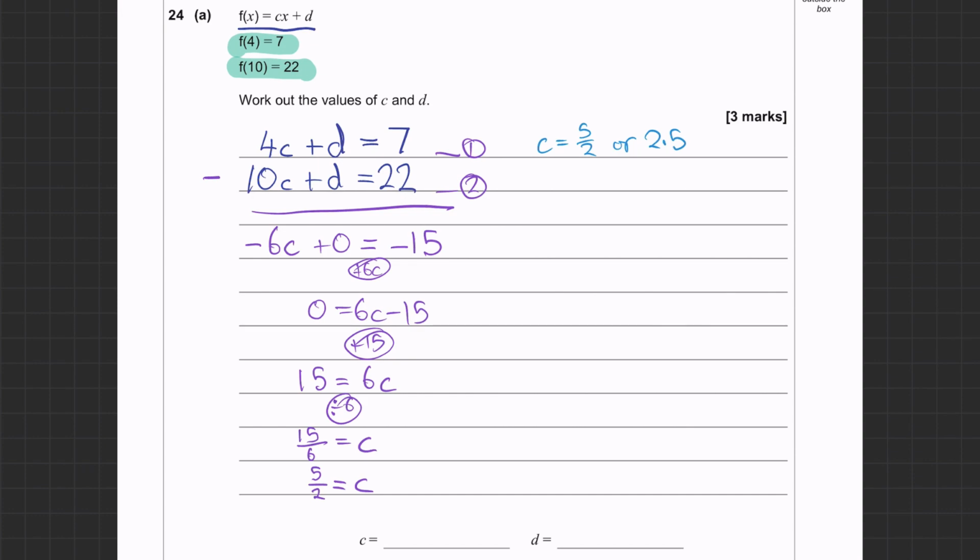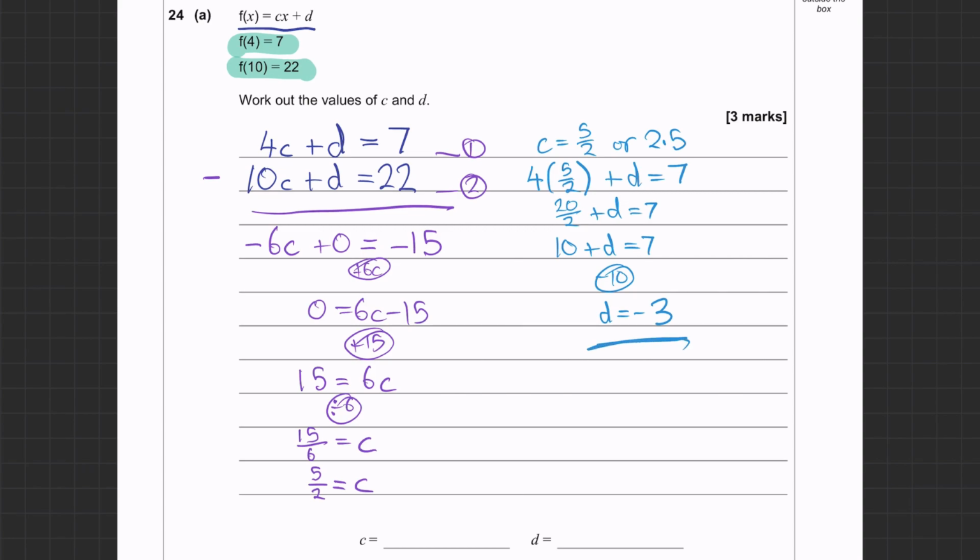We want to input c back into one of these equations. I'm going to input it in the top one because it's less working out for us to do. So we've got 4 lots of, I'm going to use the fractions, 5 over 2 plus d equals 7. 4 times 5 over 2 is 20 over 2 plus d equals 7, which means 10 plus d equals 7. Take away 10 from both sides, so d equals minus 3.